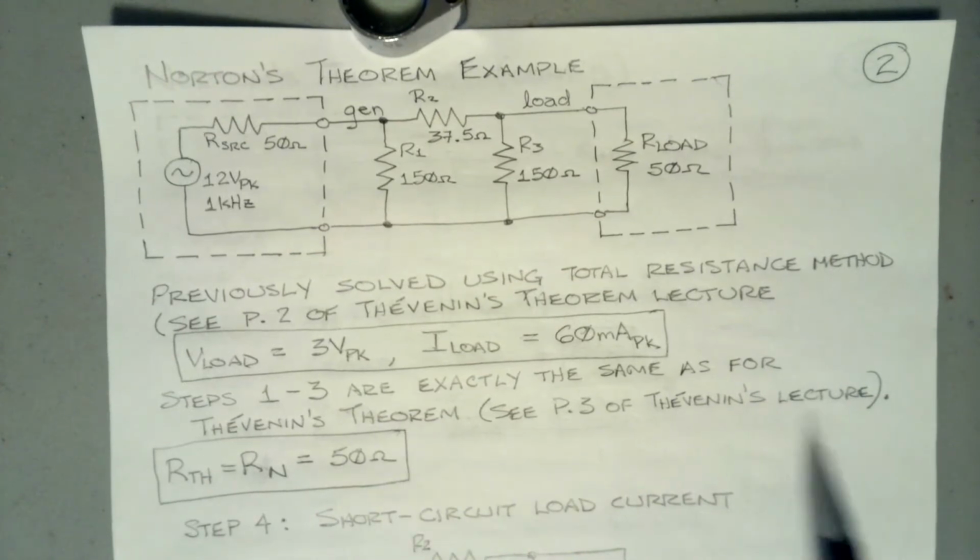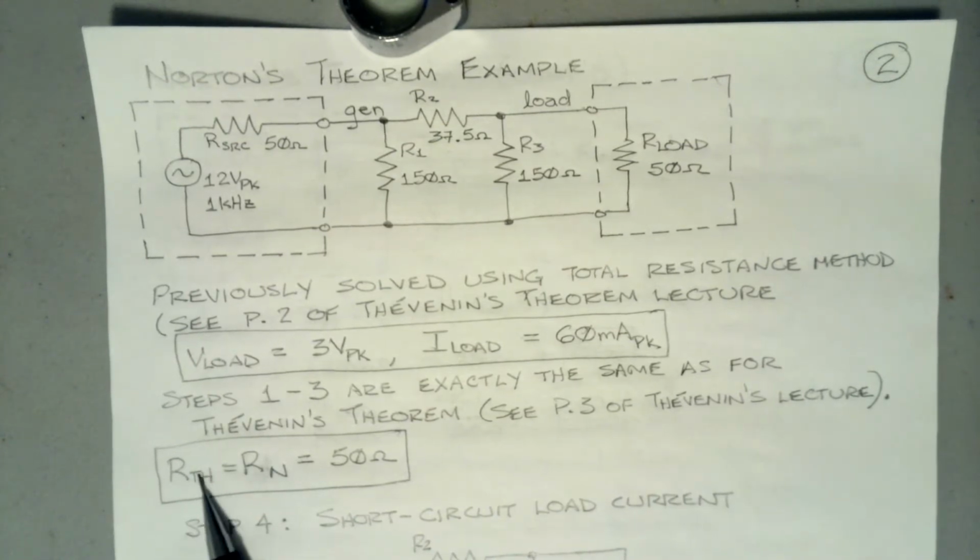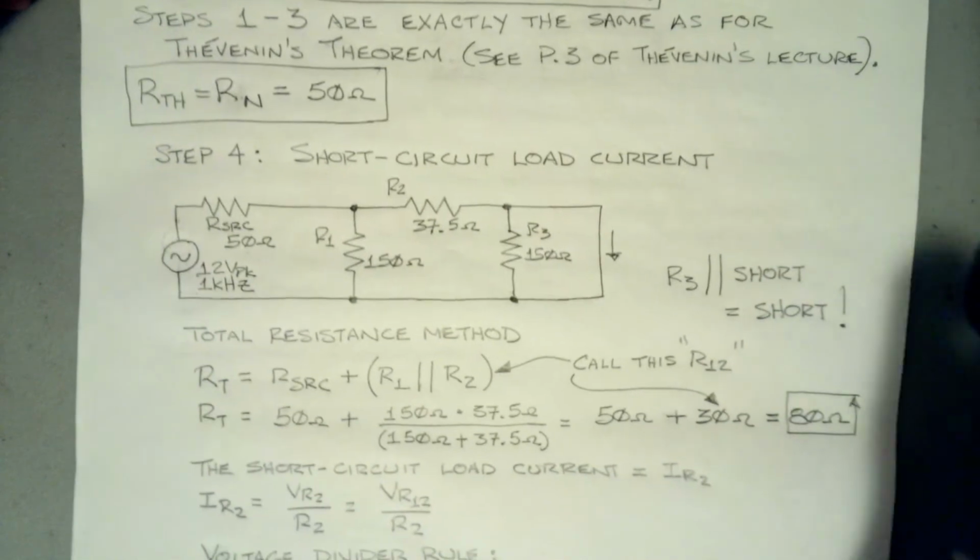Steps 1 through 3 are exactly the same as Thevenin's theorem. You can see page 3 of the Thevenin lecture to pick up that material. Our Thevenin resistance, and therefore our Norton resistance, is the same because you're looking back into the circuit in the same way and deadening the same sources. Our R Norton is also equal to 50 ohms. The only thing left for us to do now is to compute the short circuit current.